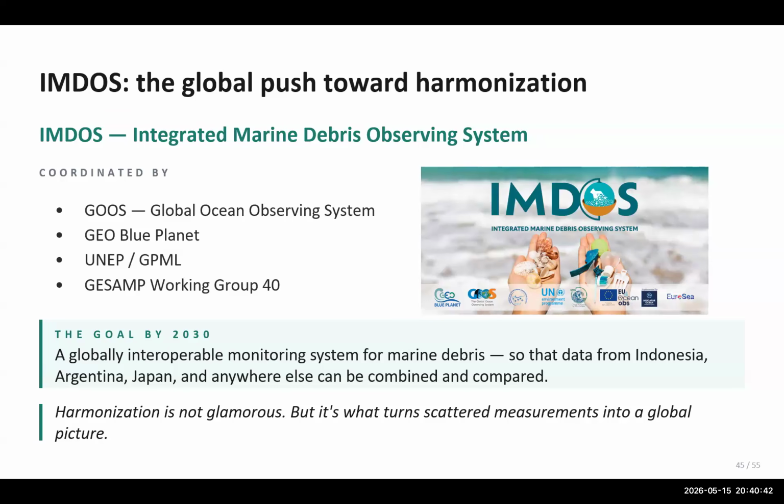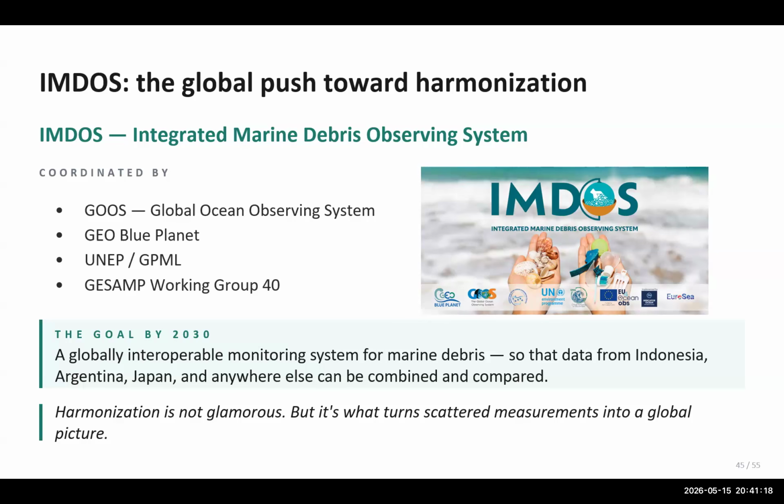For example, in this case, IMDOS, the initiative I mentioned before, is trying to solve this problem. IMDOS is the Integrated Marine Debris Observing System. It's a global initiative coordinated by different organizations, GOOS, GeoBlue Planet, UNEP also again, and GESAMP from the UN. The goal is by 2030 to have a global interoperable monitoring system for marine debris.